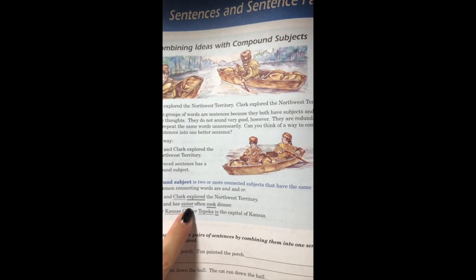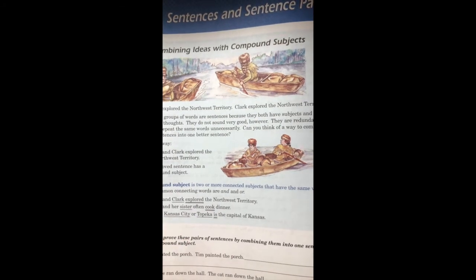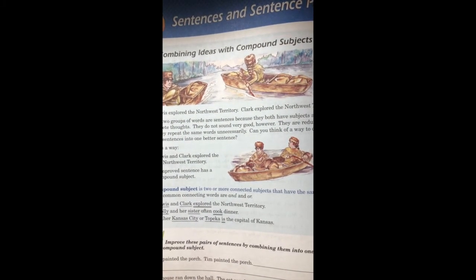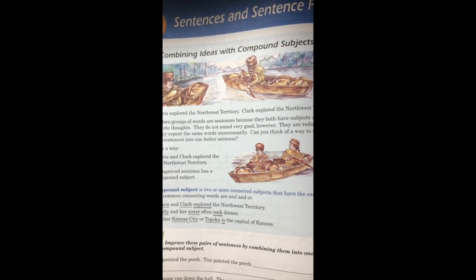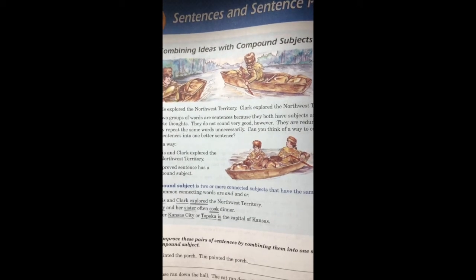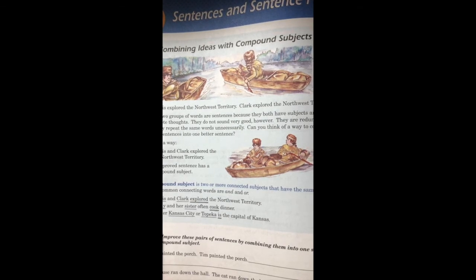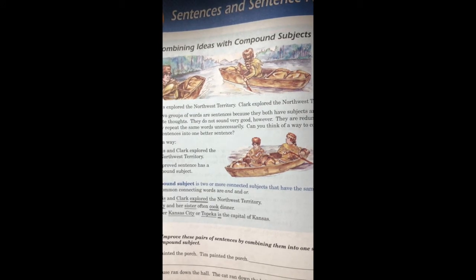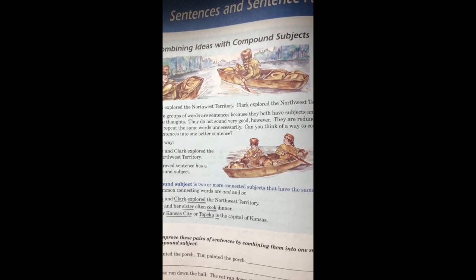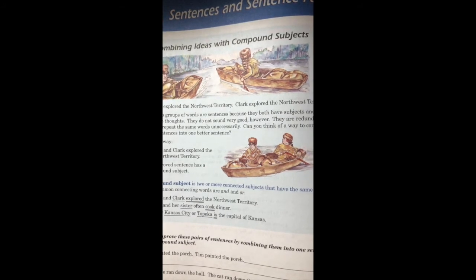Molly and her sister often cook dinner. So this is pretty much saying we could say Molly often cooks dinner. Her sister often cooks dinner. But that sounds like we're saying it over and over and doesn't sound as good as Molly and her sister often cook dinner. Either Kansas City or Topeka is the capital of Kansas. So just another way to simplify those two sentences into one.